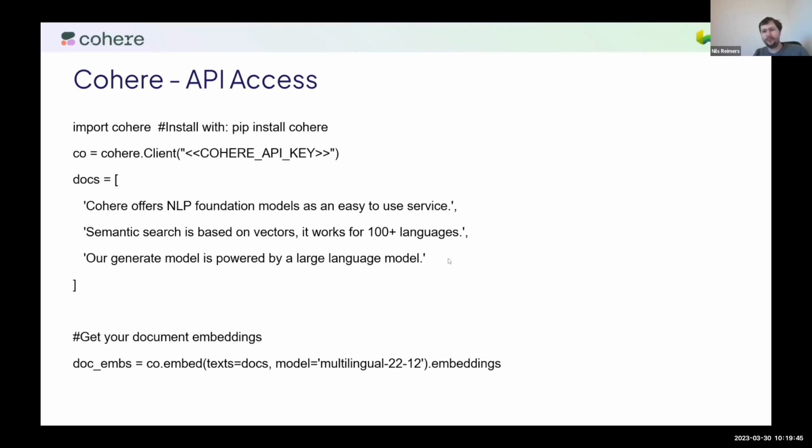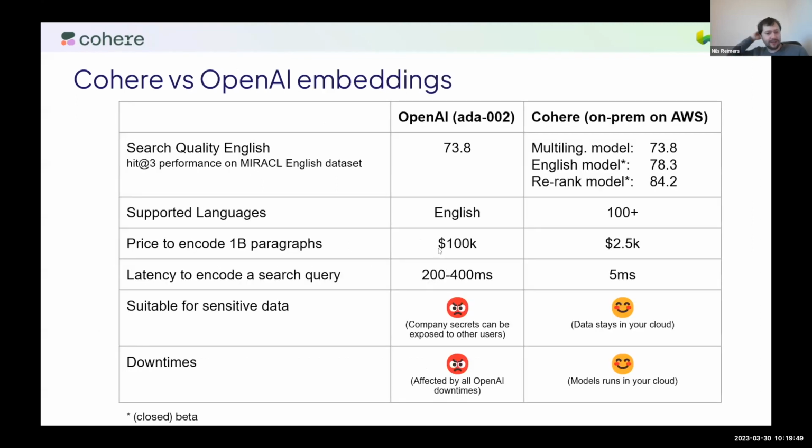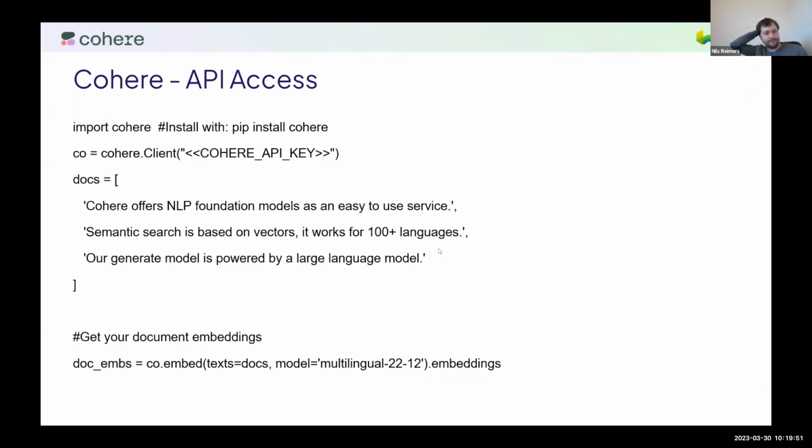Or as Etienne will present, it can be much easier than that, by using the plugin in Weaviate, where you just paste your API key into Weaviate, and then everything is done by Weaviate for you.